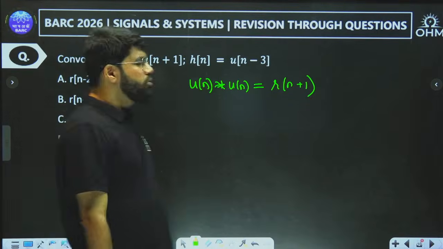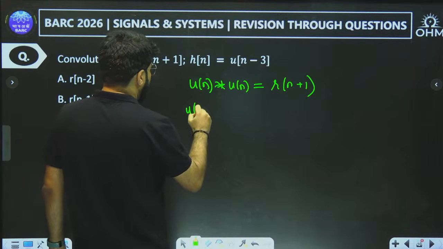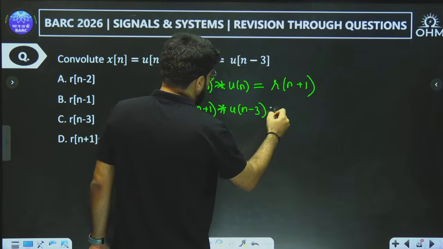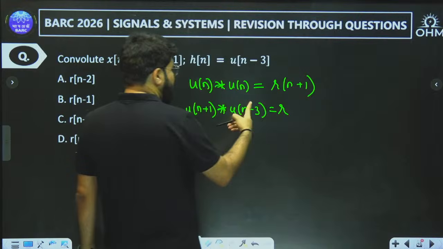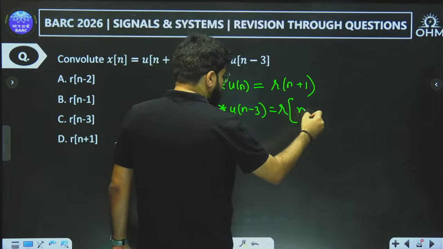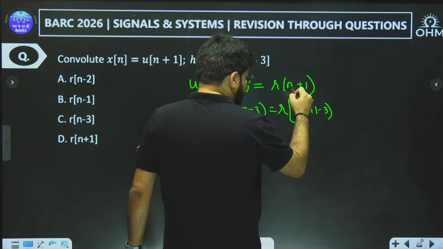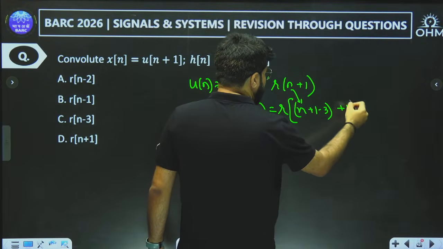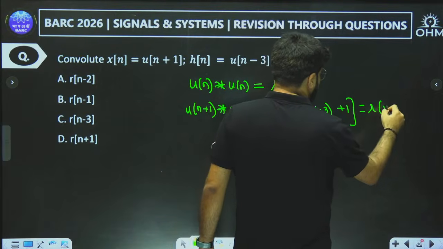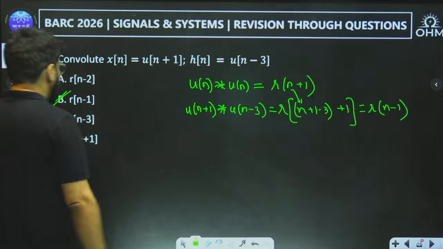So u[n] convolution u[n] is r[n+1]. Now the question is u[n+1] convolution u[n-3] will be equal to how much? When any of the signals is time shifted, the output is also time shifted by the same amount. Both are shifted, so the output will be shifted by both, +1 and -3. So the net answer is n+1-3, which is n-2, so r[n-2]. Option B.